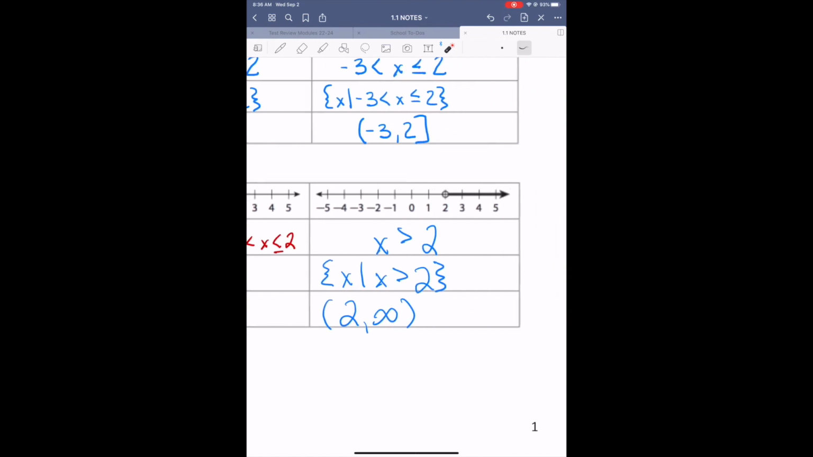For the second number line, you had x is greater than 2. It is an open circle, right? An alternative, you could do 2 is less than x less than infinity. That's always an option. Set notation, define the domain such that x is greater than 2. And interval notation, we go from 2 to positive infinity, parentheses on both because they are not included.